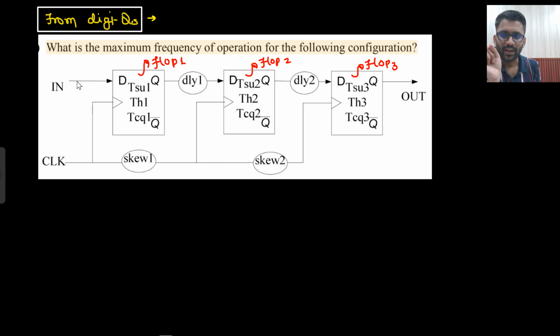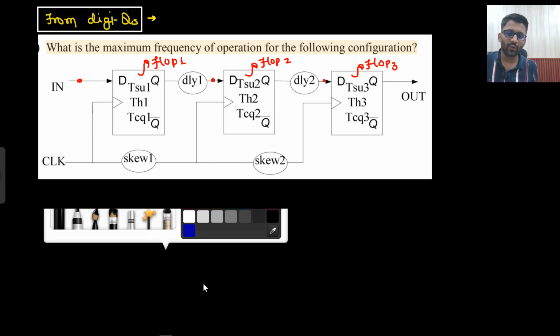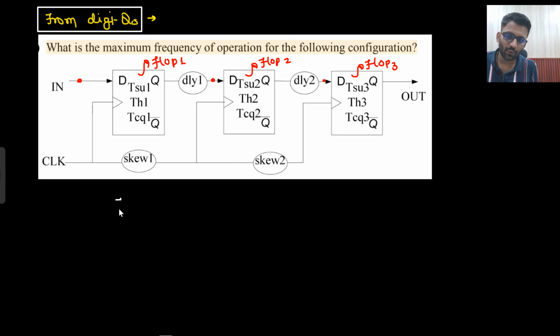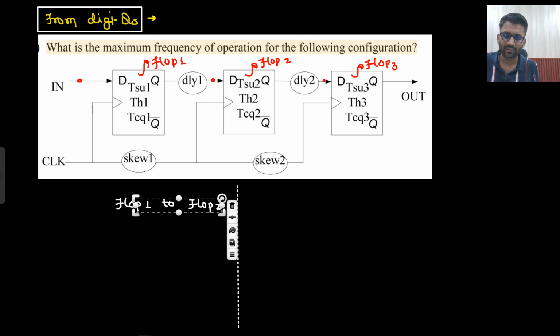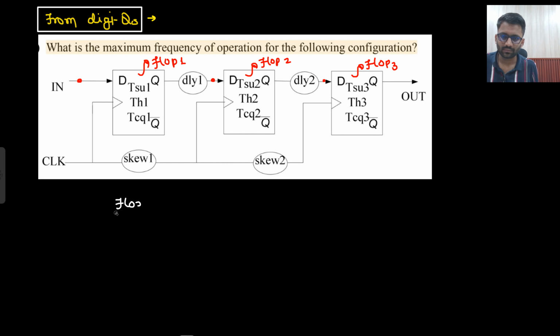I will be looking at the inputs. Stable input, no need to worry about that. Not stable, not stable. So that means I need to go to flop 2 and flop 3. That's my target, right? I told you one trick. You need to see the path. From where to where can I go? I can go from flop 1 to flop 2.